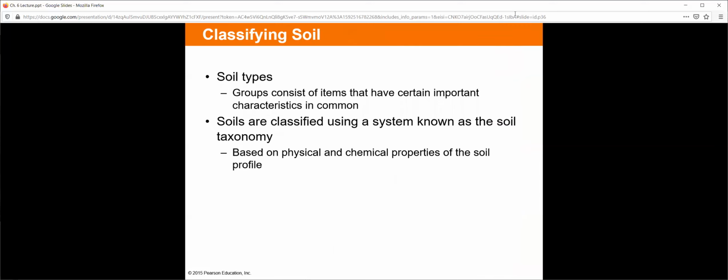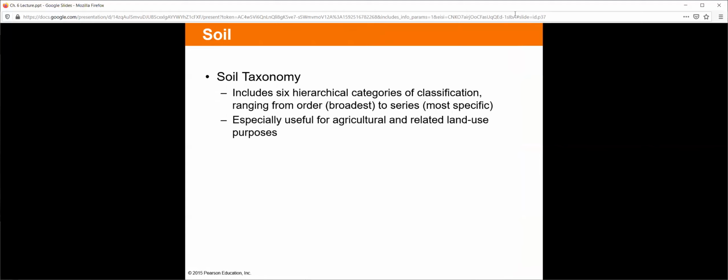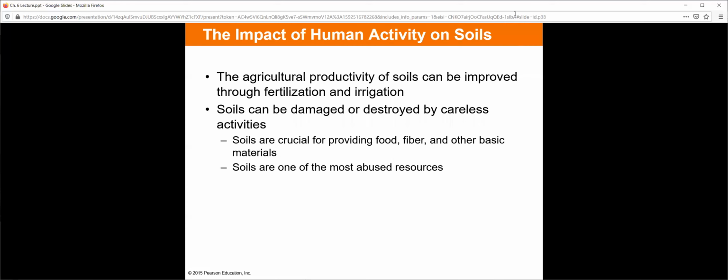Cool. So how do we classify soil? This is important stuff to know. Groups consist of items that have certain important characteristics in common. Soils are classified using a system known as soil taxonomy. Taxonomy should sound familiar from your biology classes in high school. The soil taxonomy includes 6 hierarchical categories of classification, ranging from order to series. Again, this stuff should sound kind of familiar.